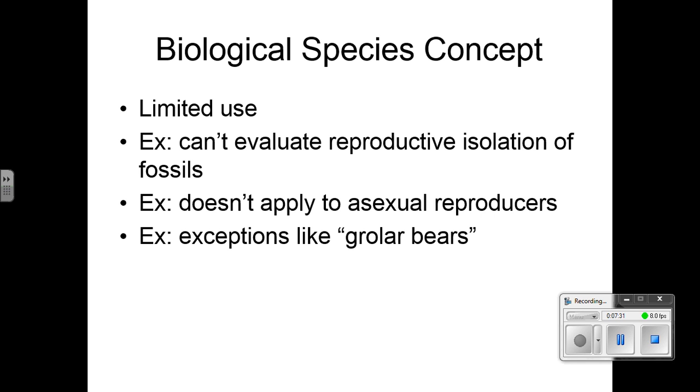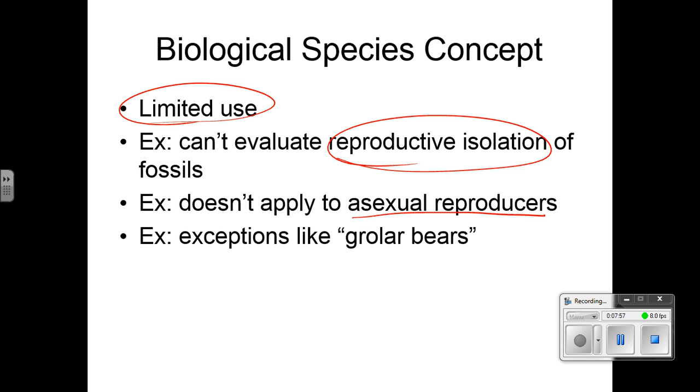The thing about the biological species concept is that it's limited in its use. It's only good for some things. For example, we can't evaluate reproductive isolation of fossils. So it's going to be really hard to look at two fossils and decide, are these separate species or not? Did they mate together? Did they produce healthy fertile offspring? That is sometimes a hard thing to answer when you're looking at a fossil. It also doesn't apply to asexual reproducers, because a lot of those reproductive isolating barriers have to do with mating. And asexual reproducers just make more of themselves.